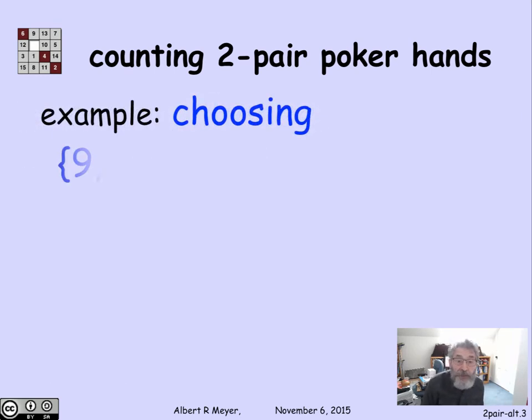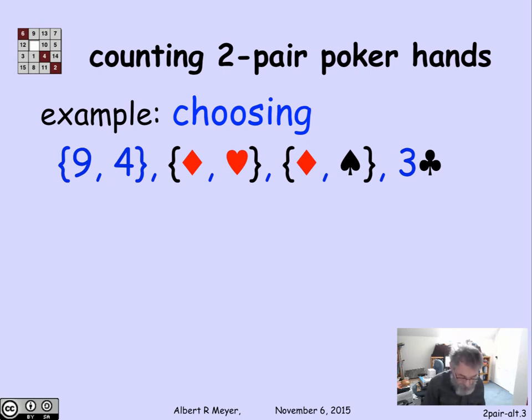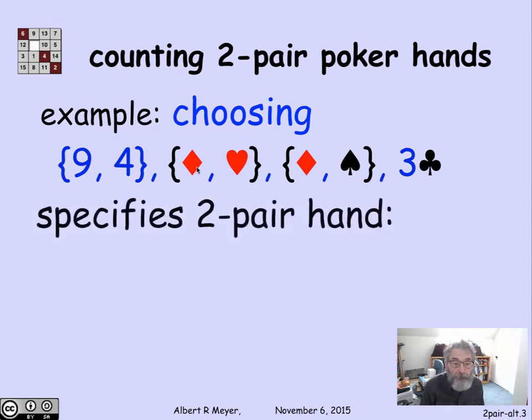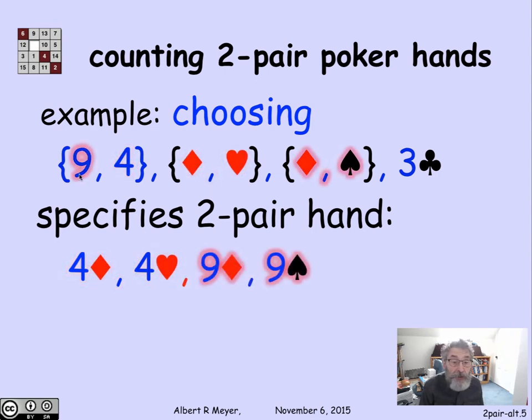All right, so let's do an example. Here's a code for a two-pair hand, and what it means is that there are ranks 9 and 4, and we can see that the smaller rank 4 has the suits of diamonds and hearts, and the larger rank 9 has the suits of diamonds and spades, and finally there's the 3 of clubs to fill out the 5-card hand.